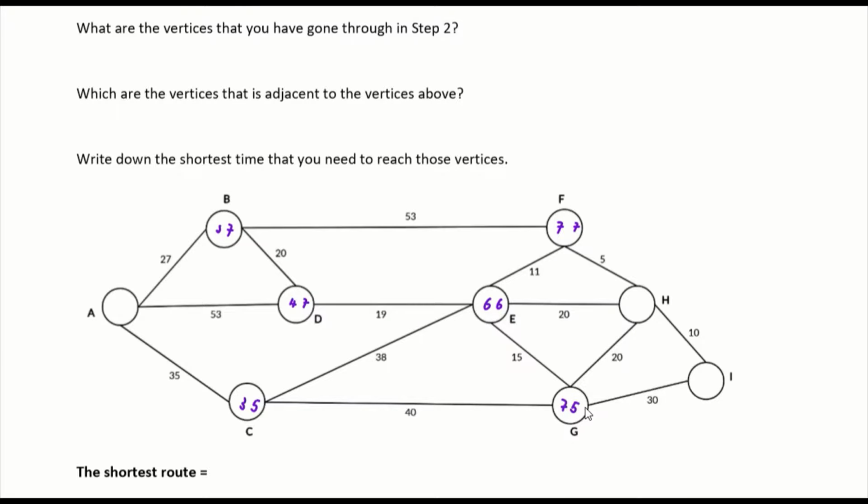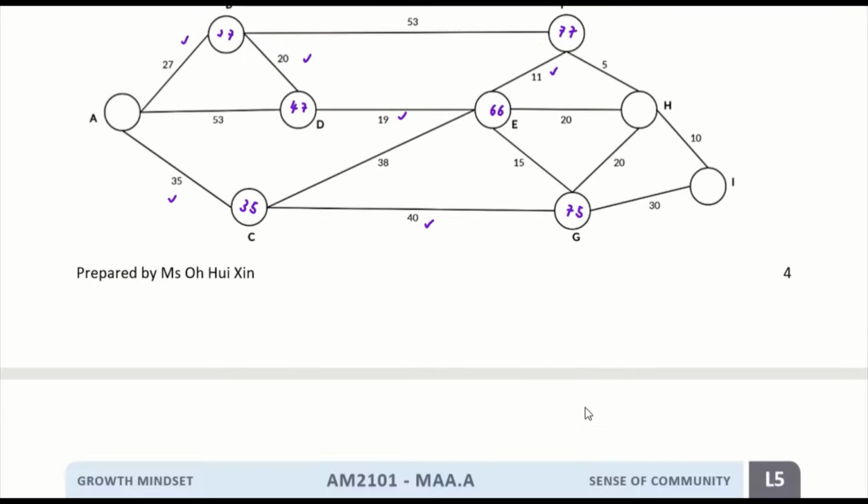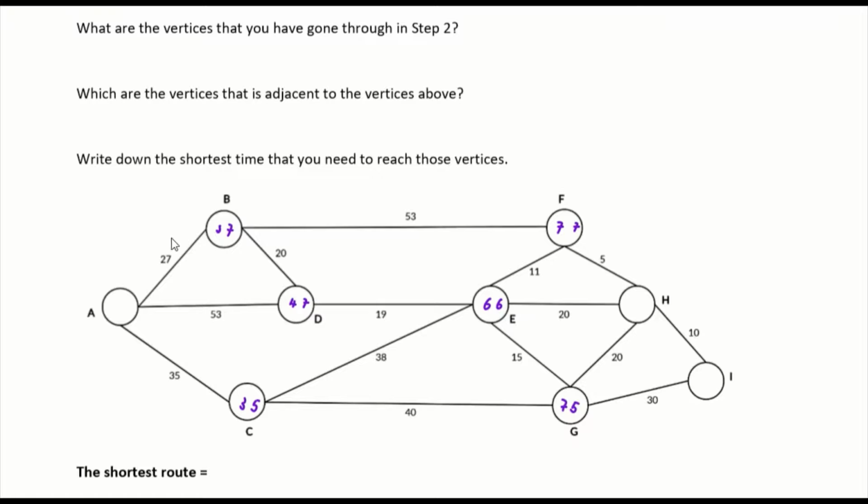Okay, so let's check through the tick that you took just now. We take this one, this one, this one, and also this one. And then for the bottom part, we have 35 and 40. So the vertices that we have gone through in step 2 are F, E, and also G. Now what are the vertices that are adjacent to all of these? It's going to be H and I. So that's what we want to check now.